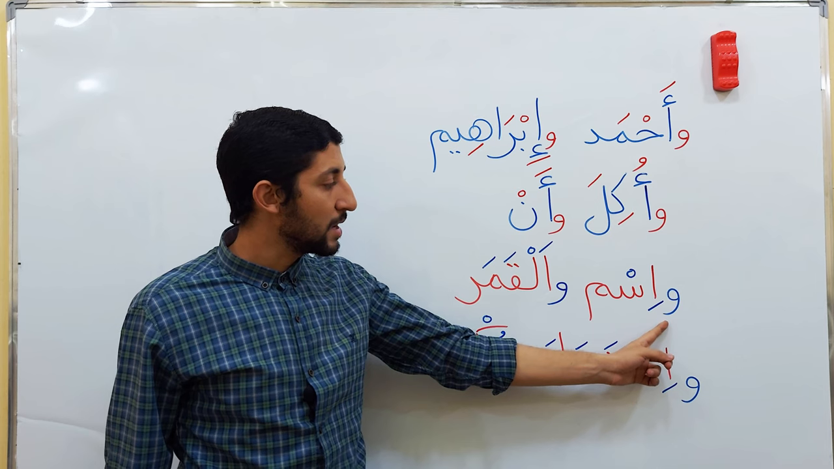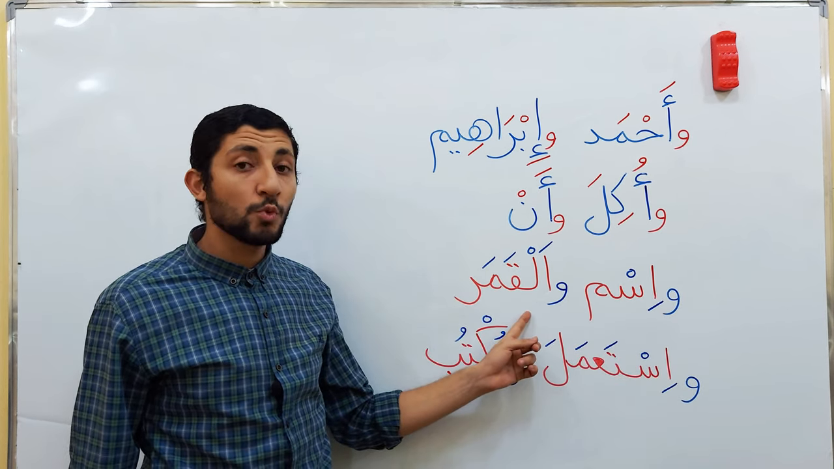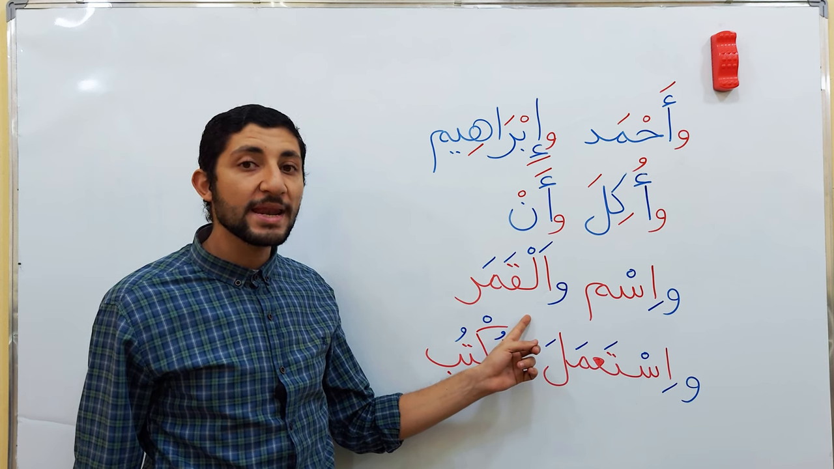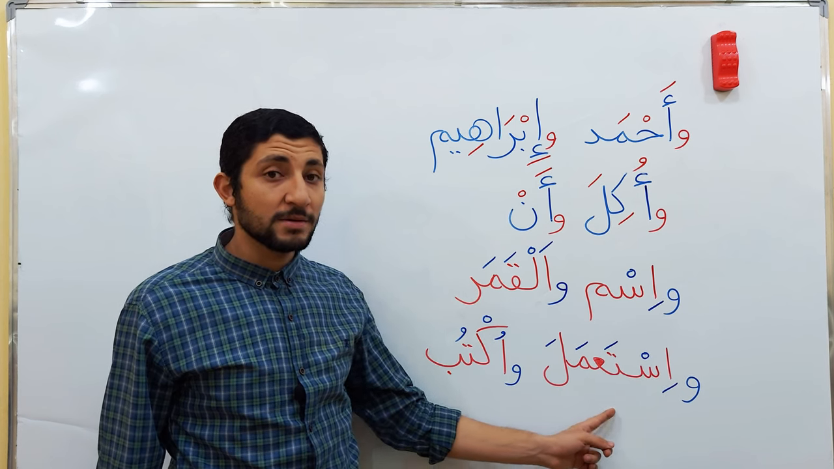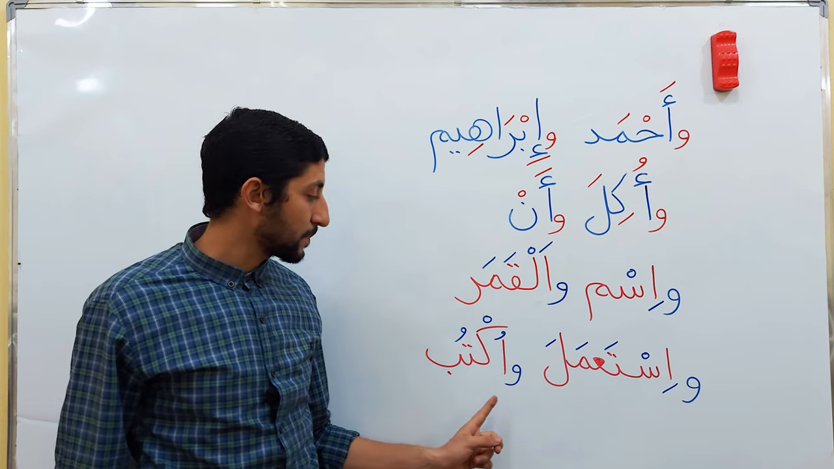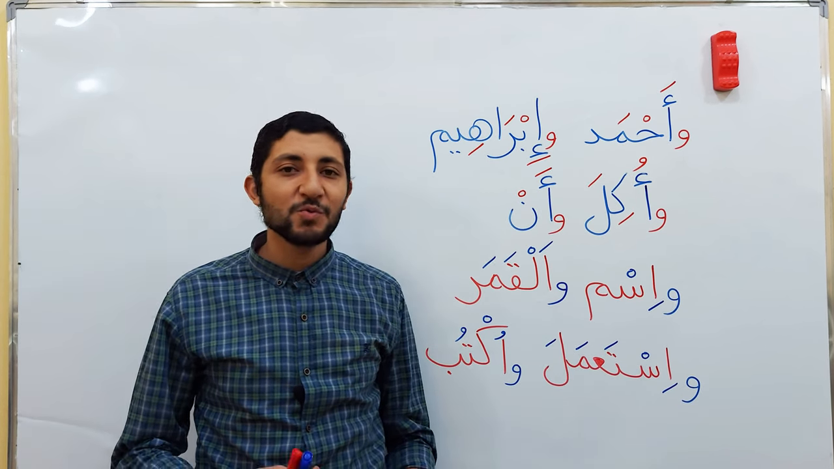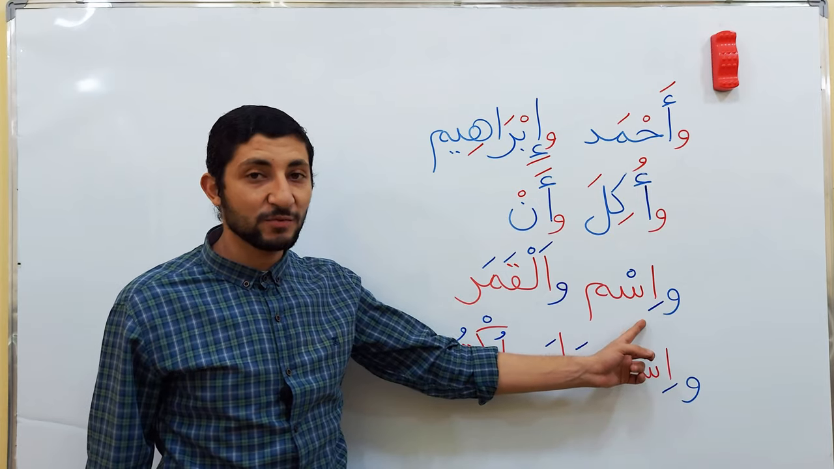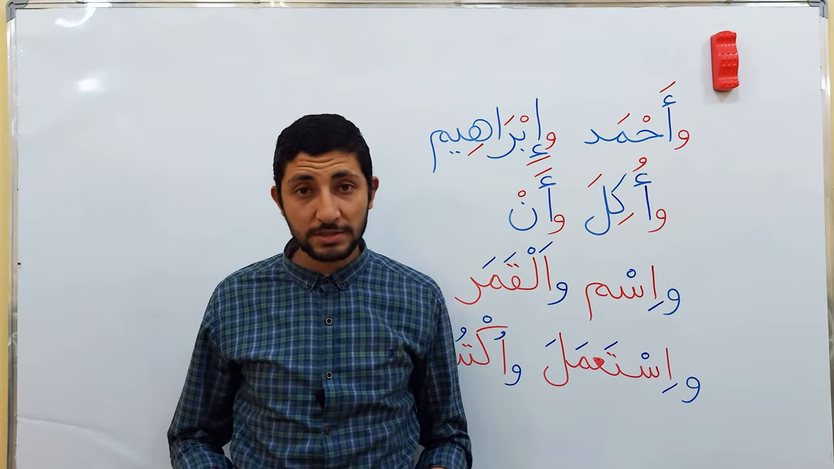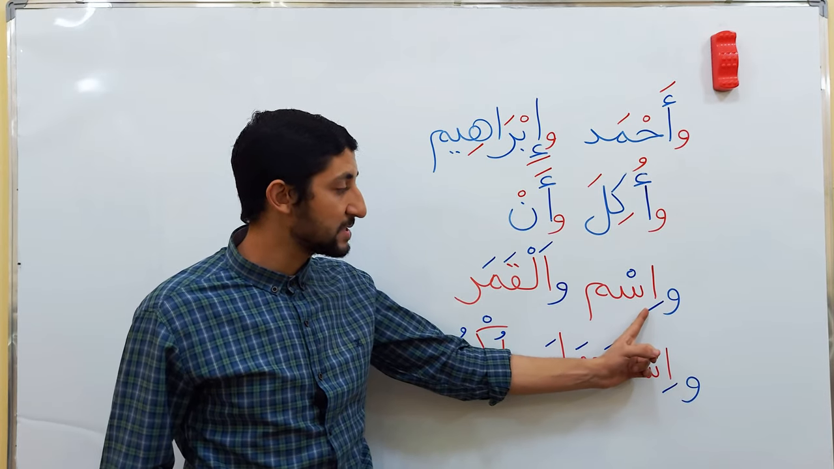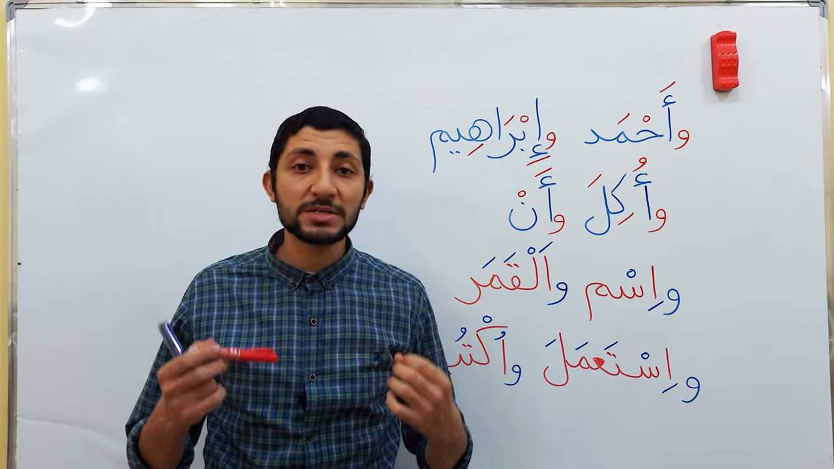Focus now. Wasm. Wal-qamar. Wastamala. Waktub. As you can see, we didn't read this alif. We didn't read hamzatul wasl. It is silent. So it's only obvious whenever we start reading from alif itself. But in case we start reading from before, it will become silent.